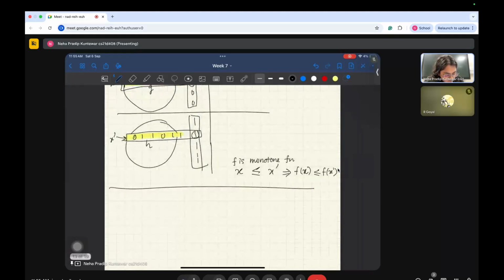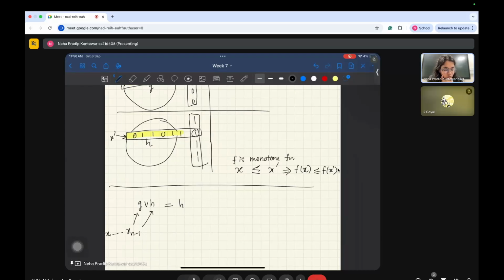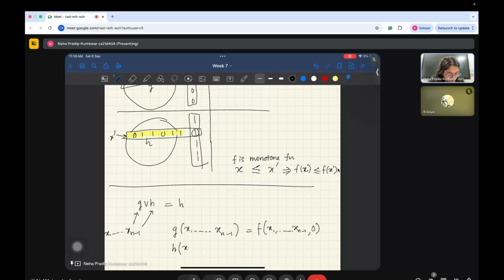So, we want to show that G or H is the same as H, and both are functions on n minus 1 variables. So what is the value of G on a particular setting of x1 to xn minus 1? It is the same as the value of f on the same setting of x1 to xn minus 1, but with 0 on the nth bit. And what is the value of h on a particular setting of n minus 1 variables?